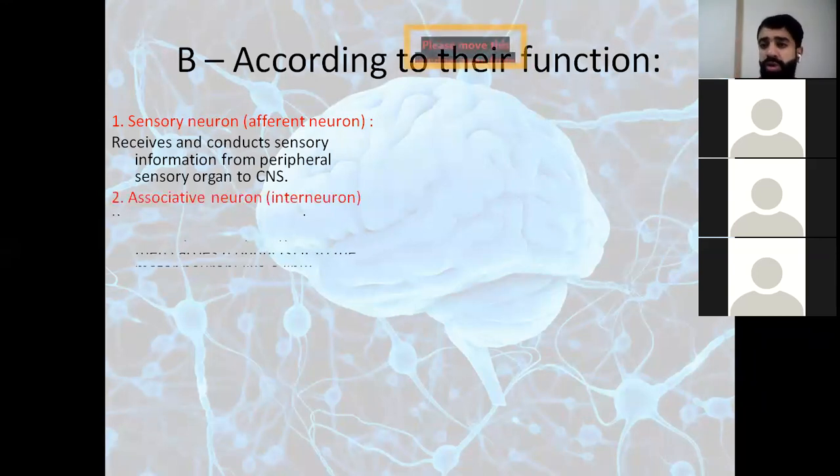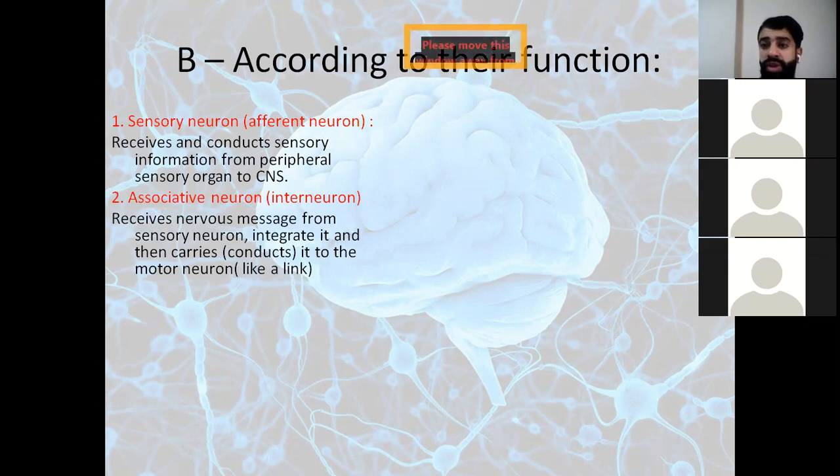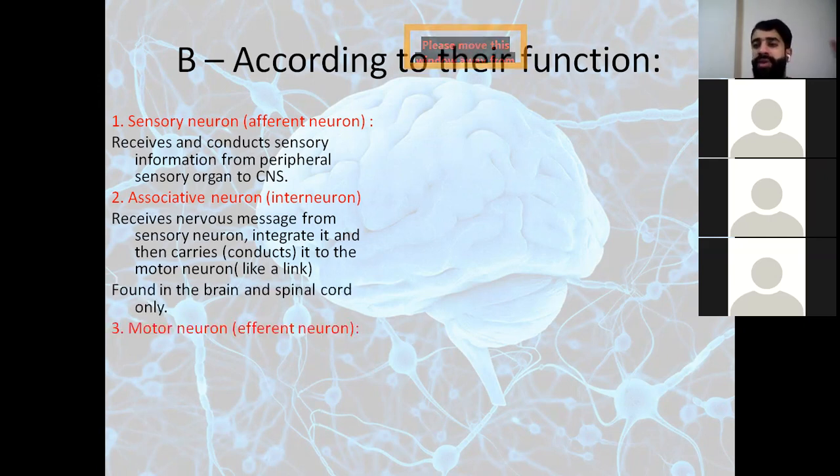The second one that I told you about is found in the spinal cord and the nerve. It's called the associative neuron. It receives the nervous message from the sensory neuron, integrates it, analyzes it, and then carries it toward the motor neuron. You have to know that this one is found only in the brain and the spinal cord. It's called the associative neuron, or it's known as the interneuron.